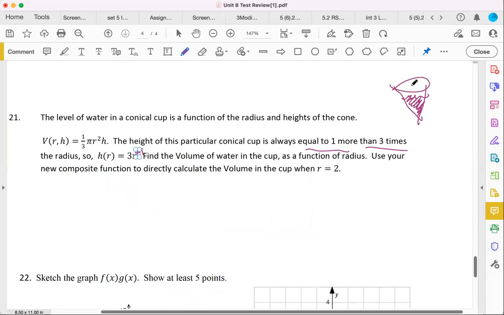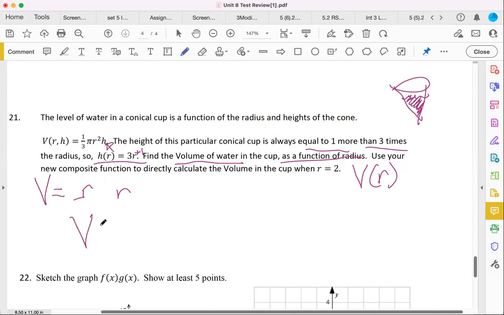You have these two functions, and you're asked to find the volume of water in a cup as a function of the radius, which is really saying that you want the volume, but you only want it to deal with variables of r. Maybe this is squared, maybe this is something else, but as a function of the radius, you want r to be the only variable in the mix. So in my eyes, this is talking about the height, and I know that the height's being talked about here.